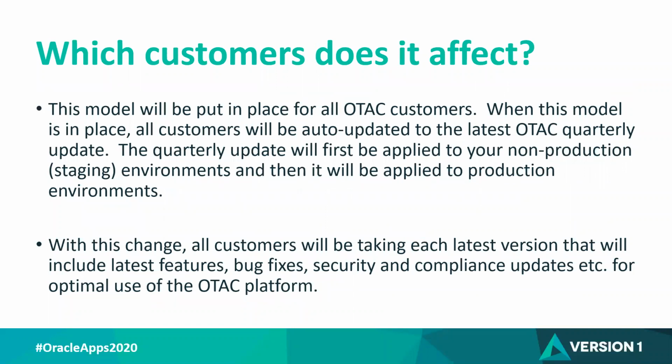Which customer does it affect? This will affect all the customers who are currently using Taleo Enterprise. With this model, all the customers will be auto-updated to the latest OTAC quarterly update, starting from 20D. The update will first be applied in your staging environment, and then it will be applied to the production environment. With this, the customers will take advantage of the latest version, the bug fixes, and any security and compliance updates, so their system will always be up to date.